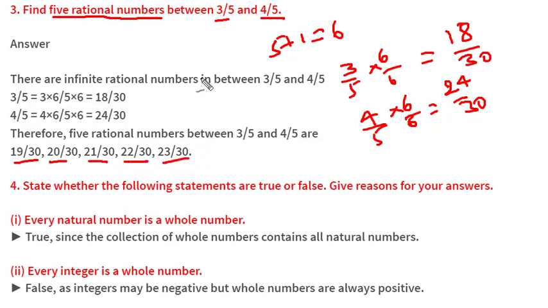So students, what have you learned: if you have to find any number of rational numbers between any two numbers, you add 1 to that number. So if you have to find 5, you take 6, and then in the first number also and in the second number also, in both numerator and denominator, you multiply by this number, and then between these two numbers you will get the rational numbers.